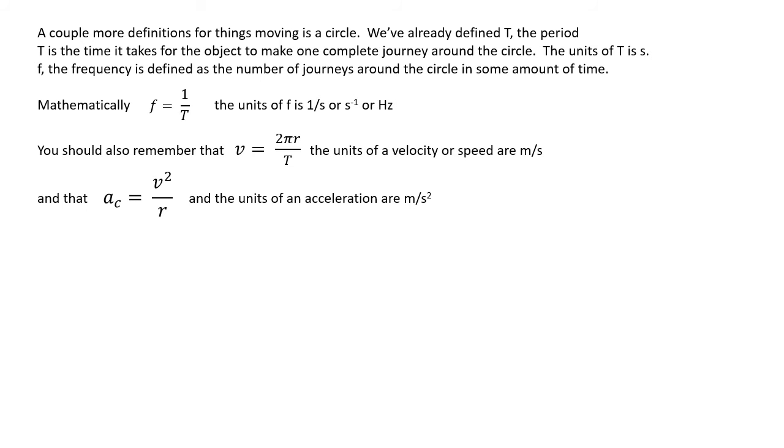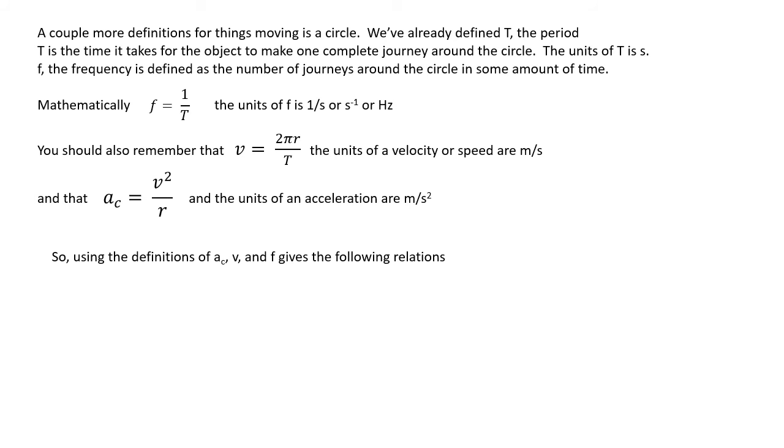You should also remember that the velocity is 2 pi r over T, and the units of velocity or speed are meters per second. And that the centripetal acceleration is v squared over r, and the units of an acceleration are meters per second squared.